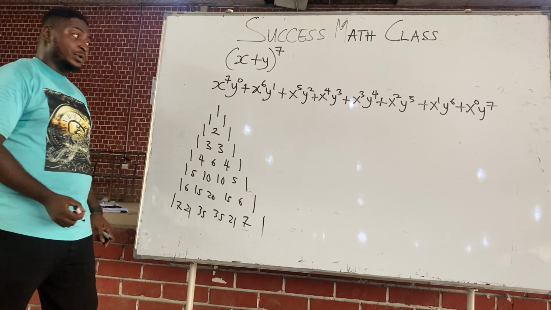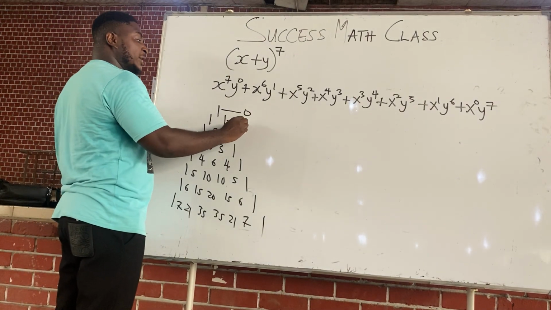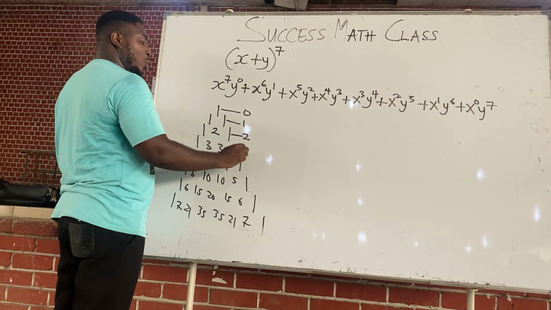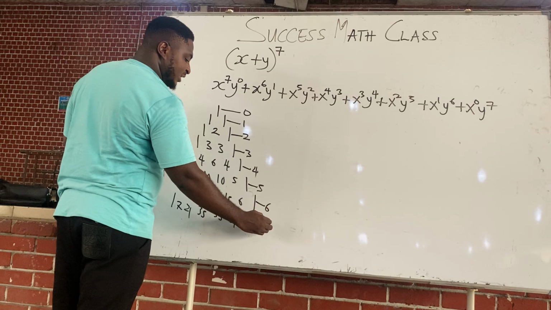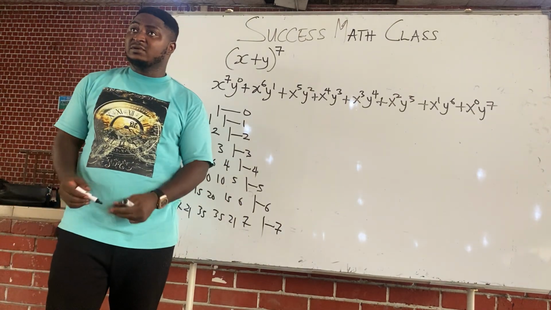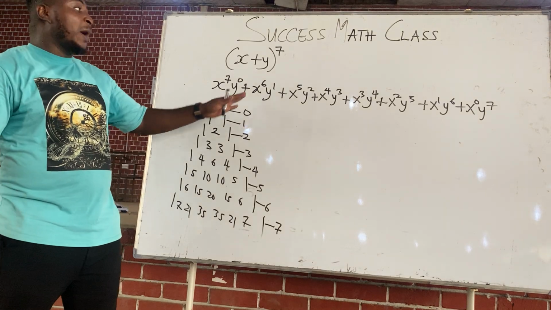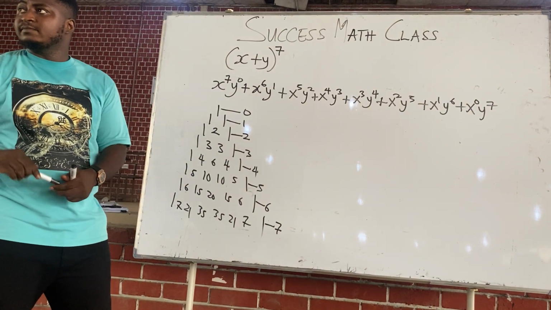Your Pascal's triangle. Class, when your power is 0, you use the first series. When your power is 1, when your power is 2, 3, 4, 5, 6, and when your power is 7, this is the line we are going to use. When the power of expansion is 7, this is the line we are going to use.